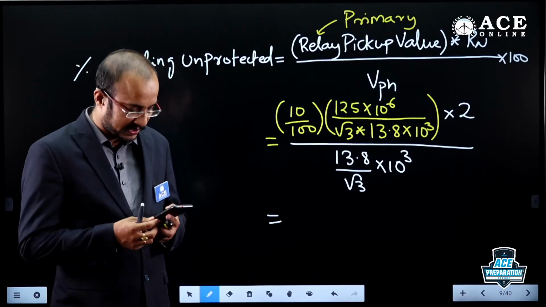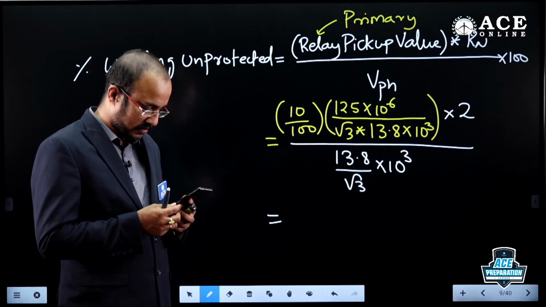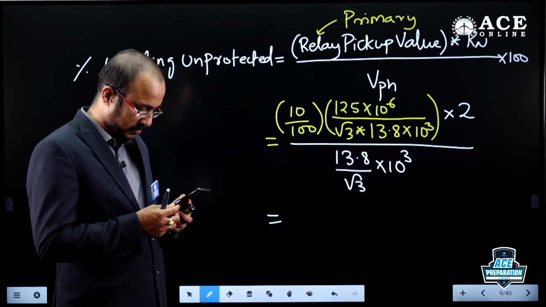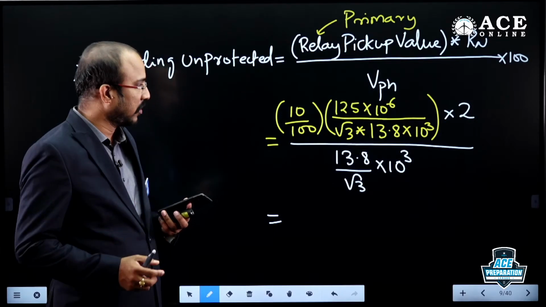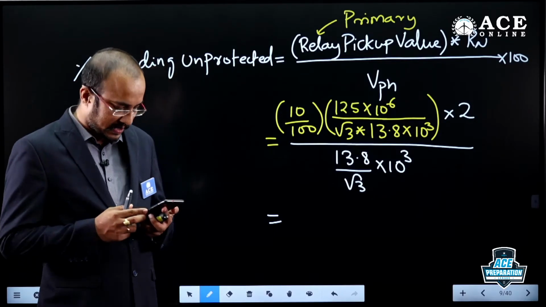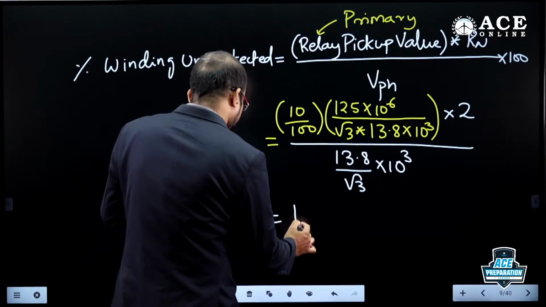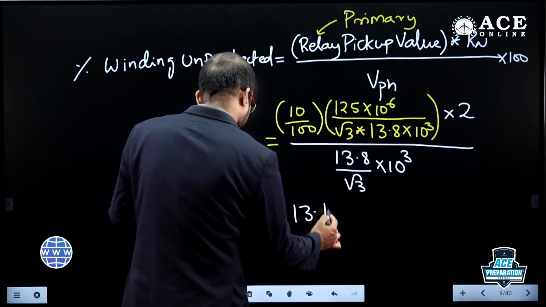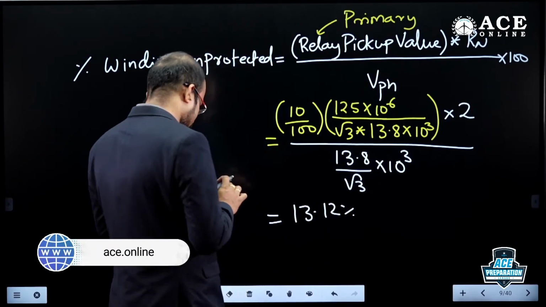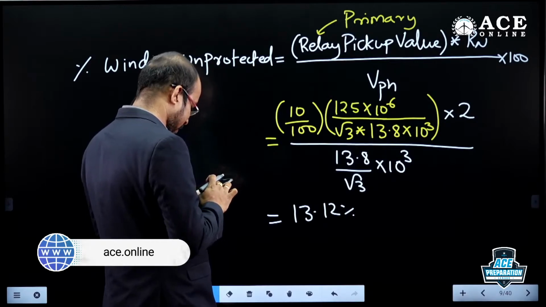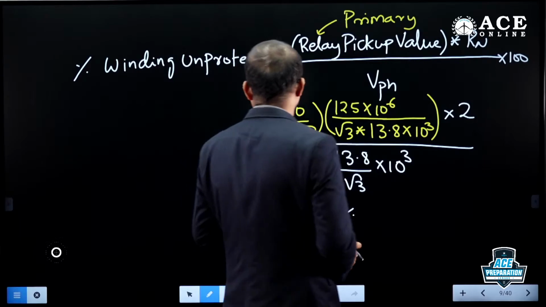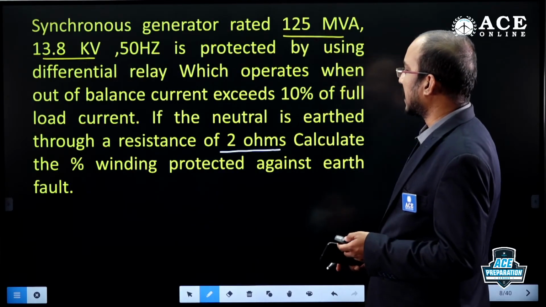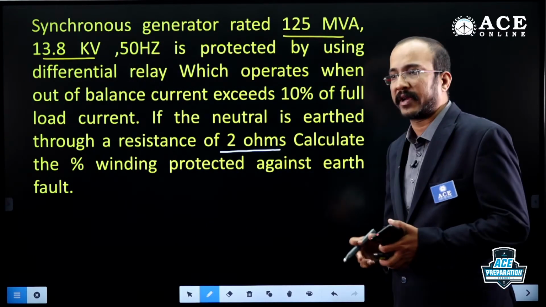Okay. Just try to calculate this one. I think you will be getting 13.12%. Okay. That is the percentage winding left unprotected. But if you observe this question, what is it asking? Percentage winding protected, he is asking.